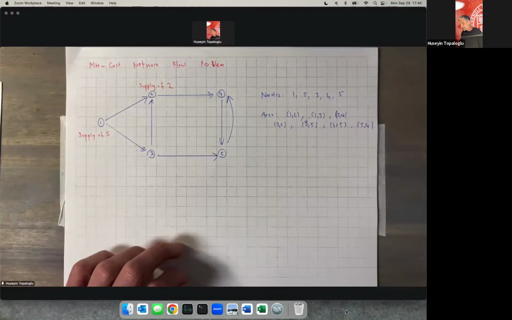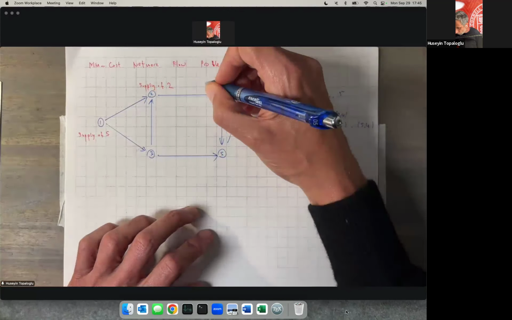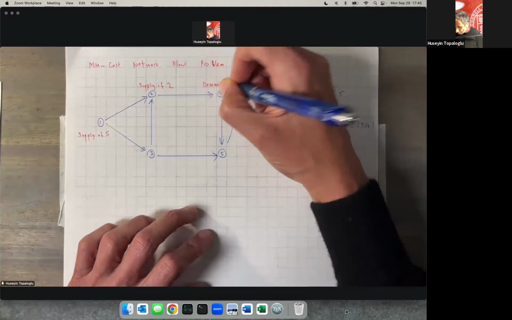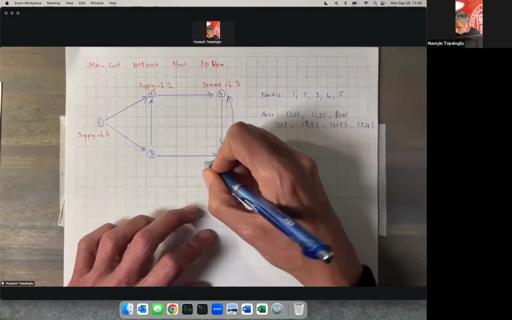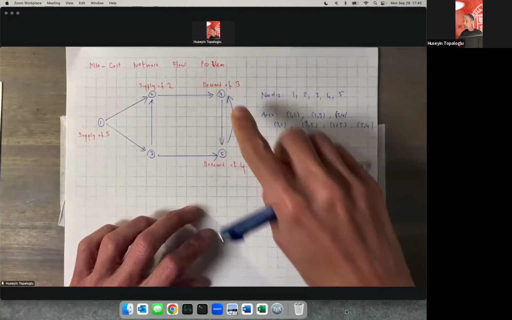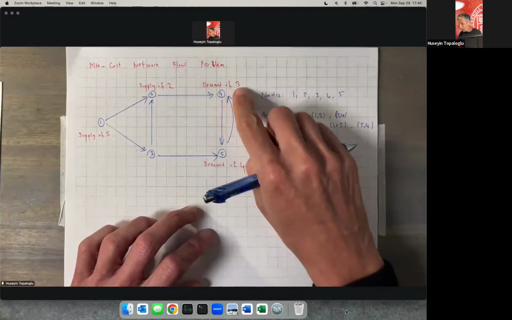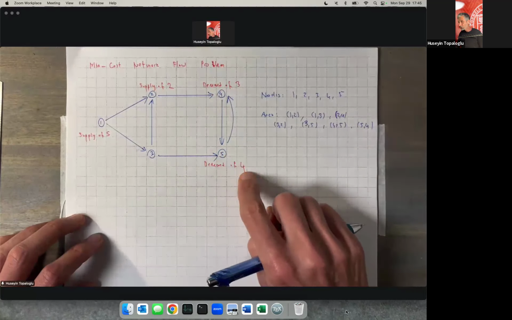Okay. And some of the nodes are going to be designated as demand nodes. So let's say node 4 is a demand node with a demand of, let's say, 3 units. And node 5 is a demand node with a demand of 4 units. So node 4 requires 3 tons of apples. Node 5 requires 4 tons of apples.